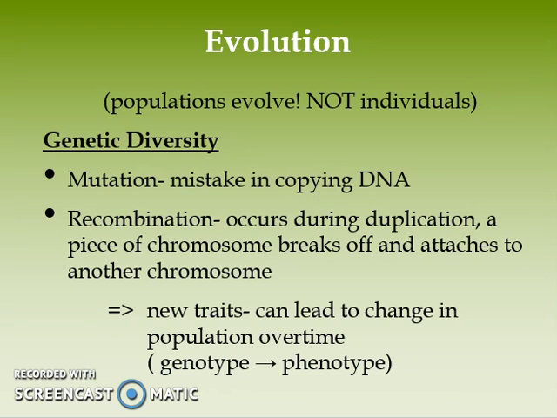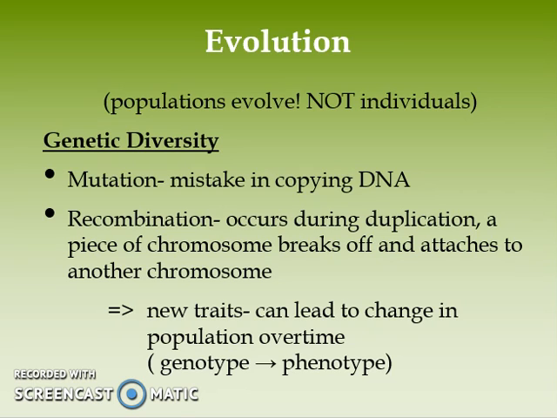There are different things that can create new diversity within the genetic makeup of a population. Those are things like mutation and recombination. Mutation is just a mistake when the DNA is copied within cells as they reproduce or as they split.